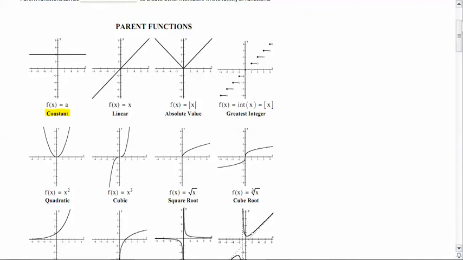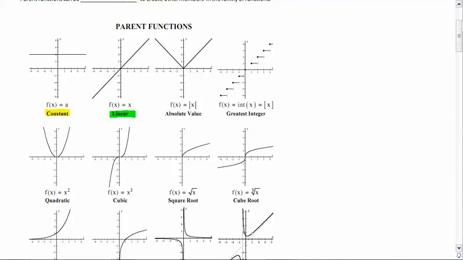Another example is a linear function. So our parent function is f of x equals x. We have a slope of 1. Our y-intercept is 0. This is our parent function. So it's our most basic function. It's our dumbed down function. We haven't moved it at all. We have our most basic option of that function.